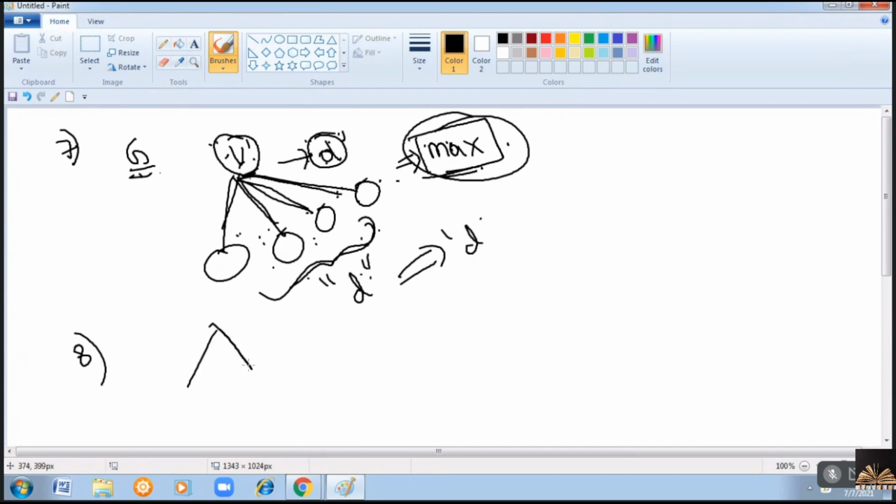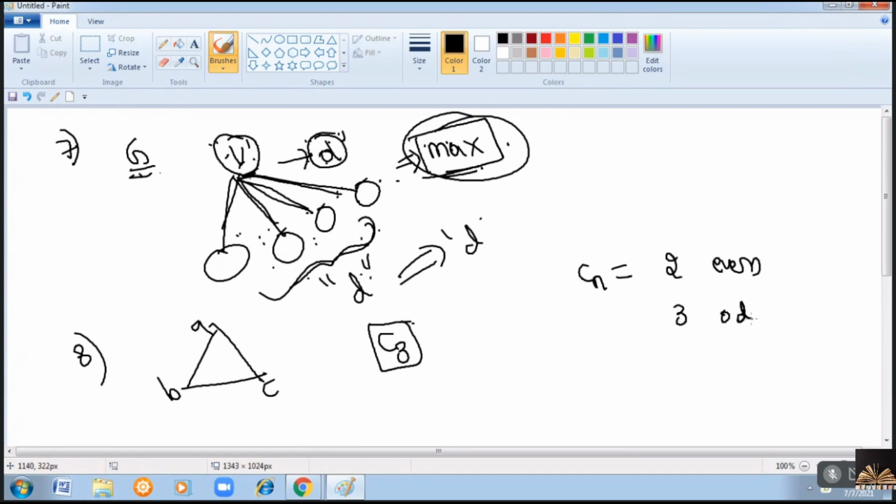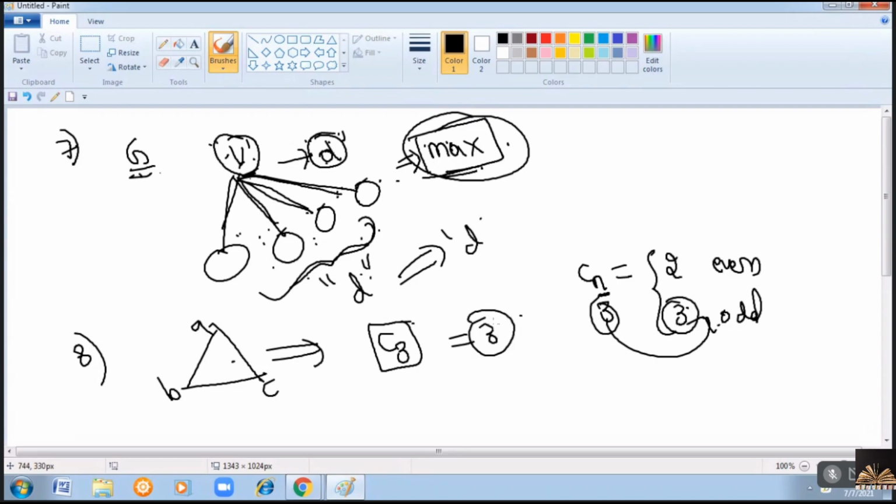Next, what is the chromatic number of a triangle? Triangle means it is a cycle graph with 3 vertices. What is the chromatic number for a cycle graph? It is 2 if n is even, and 3 if n is odd. Here, what is the n value? 3. That means it is odd. So the chromatic number of a triangle is 3. Clear?